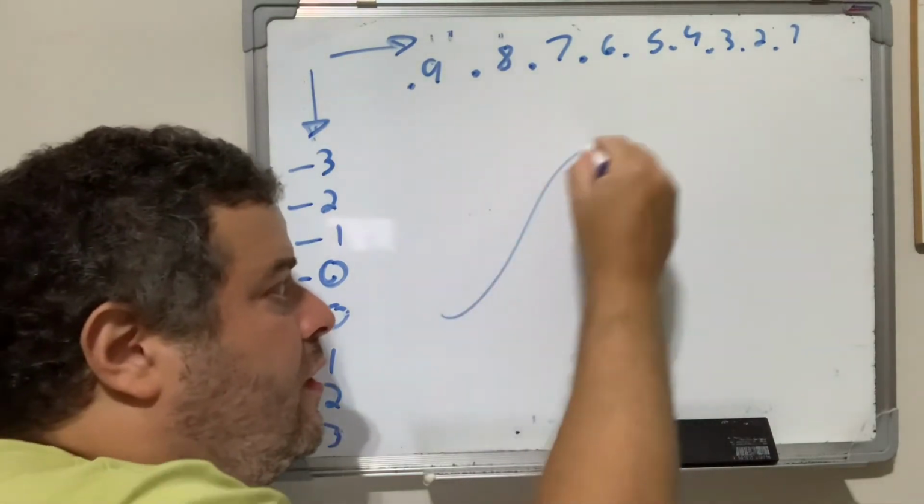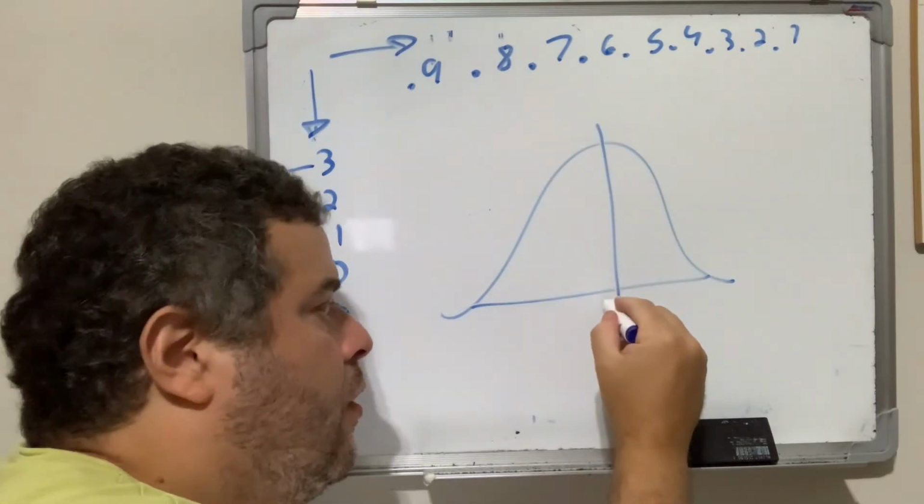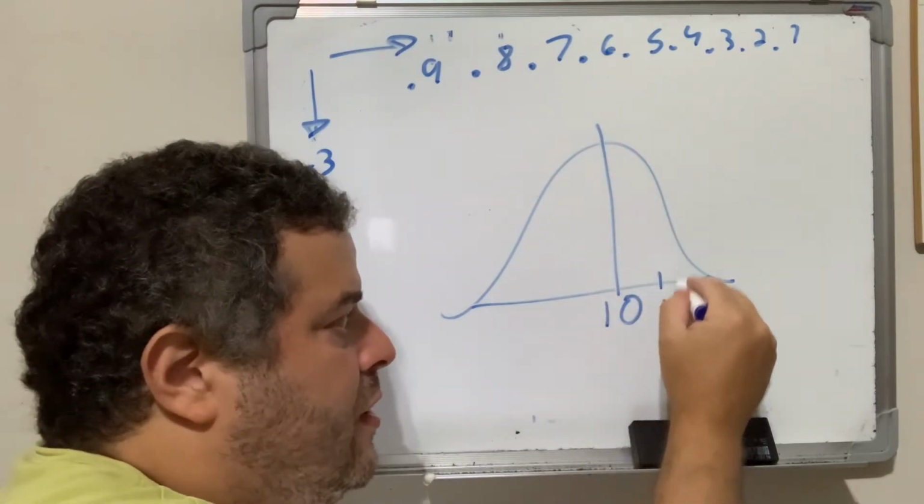And one thing to note, let's say for example, again, I have my z-score, my mean is 10 and my standard deviation is 1.